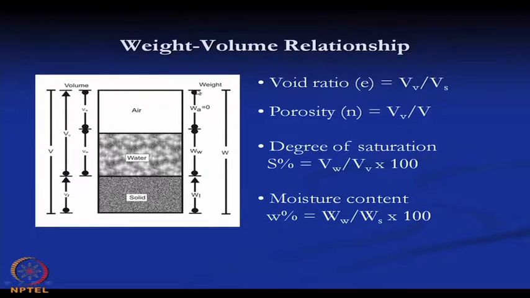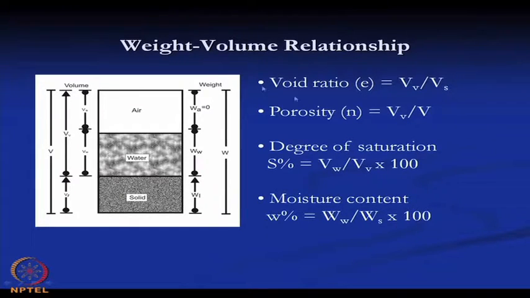Similarly, if we consider the total weight of the soil as W, then WS is the weight of the solid, WW is the weight of the water and WA is the weight of the air. Generally it is taken as 0, so we can neglect the air weight in the soil during the calculation.